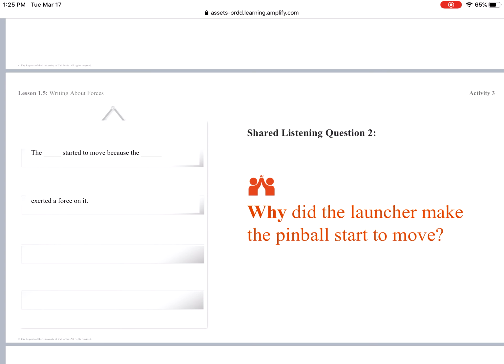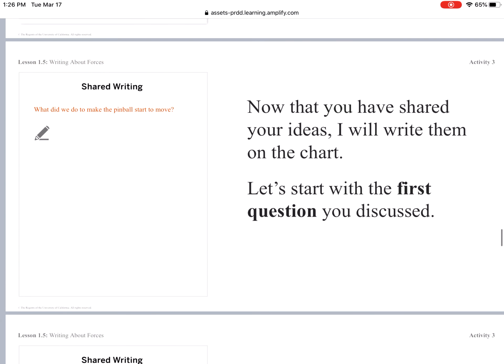Okay, so again, when we ask a question, we always start the answer with because. So the ball started to move because the launcher exerted a force on it. So I completed that sentence for you. The ball started to move because the launcher exerted a force on it. So that's how the launcher made the pinball move, okay? The launcher is the rubber band, boys and girls, okay? When I do this, I will show you what the launcher is if you're confused. The launcher is the rubber band. The rubber band is moving the pinball machine. Not the pinball machine, the ball in the pinball machine, I'm sorry.